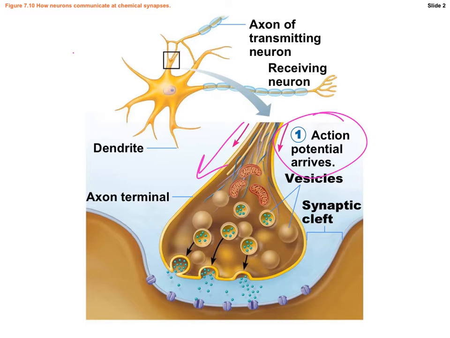So we're focusing right here at the end of the neuron, at the axon terminal, and it's not connecting, but it's very close to the next neuron, or if it's a motor neuron, it might be connecting to a muscle or a gland. But remember, they don't touch. There's that tiny space in between them known as the synapse. So the action potential arrives.